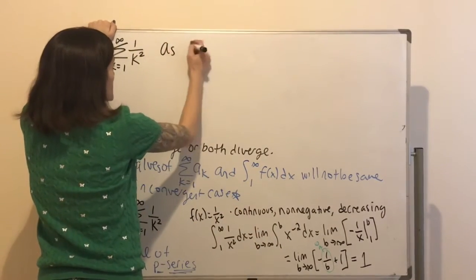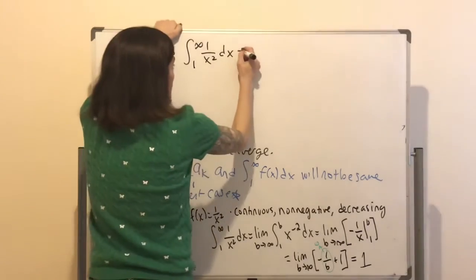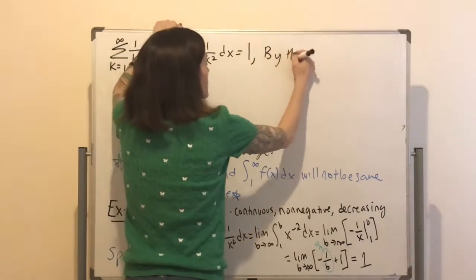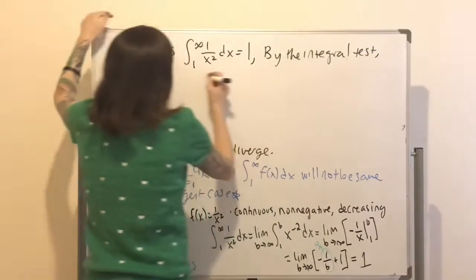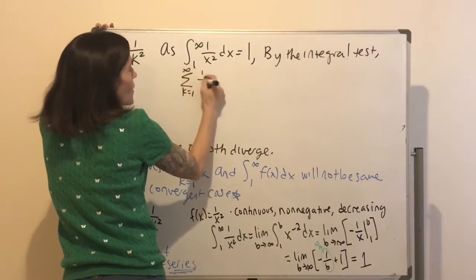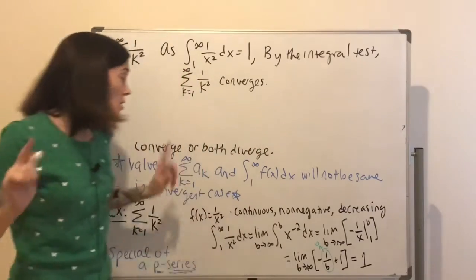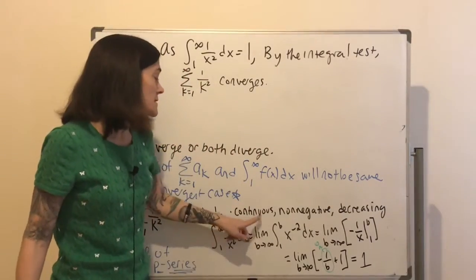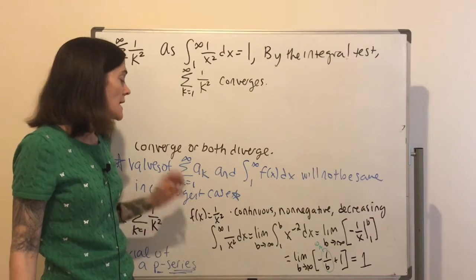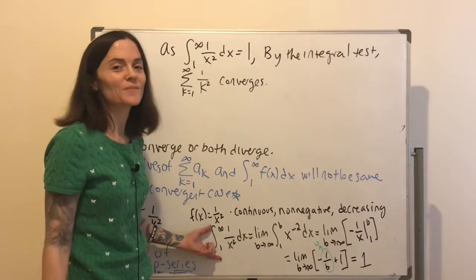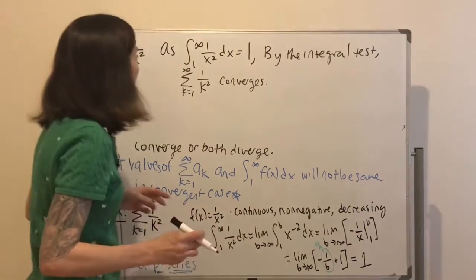So I will say as this integral, 1 to infinity of 1 over x squared dx, is 1, by the integral test, the series k equals 1 to infinity, 1 over k squared converges. Because the integral test has the same behavior, right? And we need to check, as I mentioned, that you have a continuous, non-negative, decreasing function. You need to have all of those. We do with this function. Then the integral test says that this improper integral has the same behavior as the series, namely it either converges or diverges. They both have the same behavior.